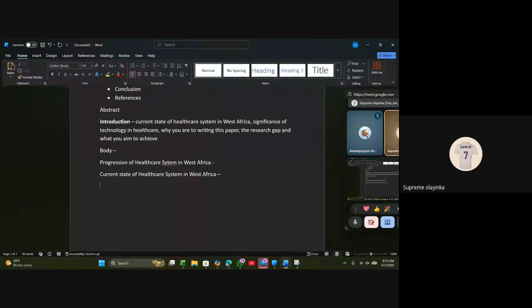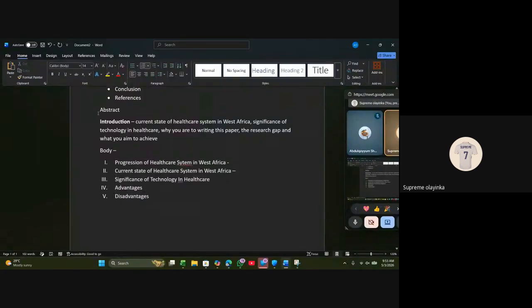Maybe after you are done with your current state of healthcare system, you can now write the significance of technology in healthcare. Then you can continue with the advantages and maybe disadvantages. When I look at this, these are subsections, right? These are subsections.